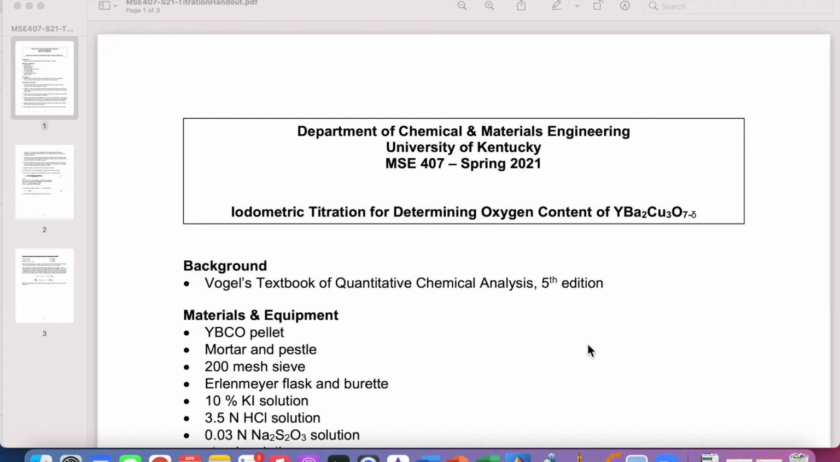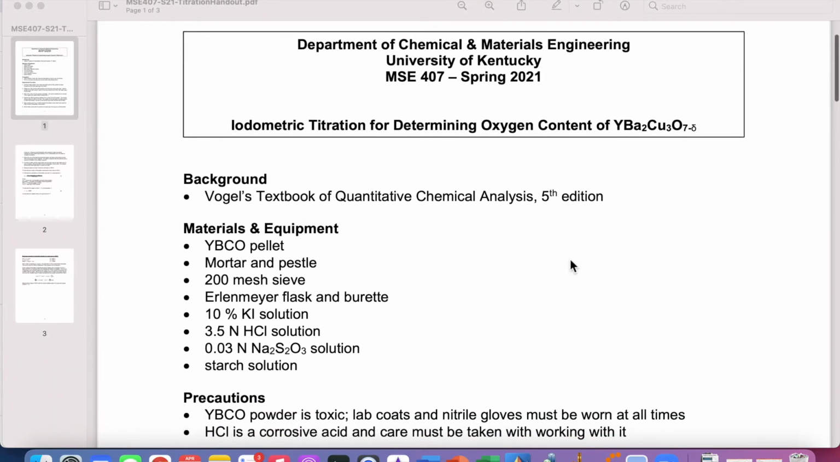In this video, we're going to go through the calculations involved with iodometric titration to determine the oxygen content for our YBCO powder that we produced. So just a little bit of background on this before we get started. The idea here is that we're using this type of titration to determine the copper valence because all the other metals have fixed valence, and that determination of valence tells us the oxygen content.